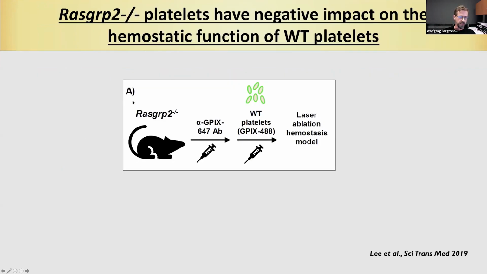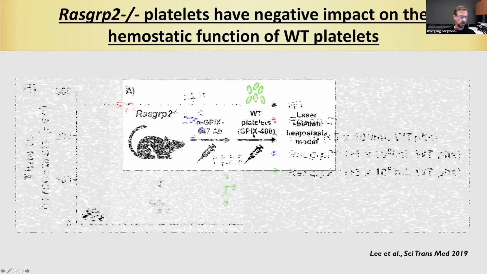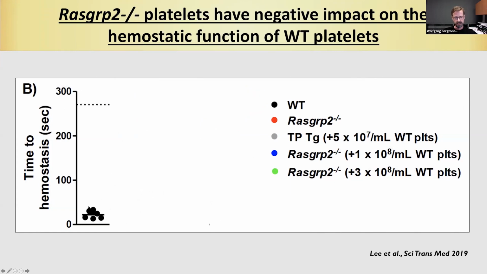So what we did is we used our RAS-GRP knockout mice, and we treated them with wild-type platelets just to see how many platelets we need in order to prevent bleeding. And we used our laser injury model to get to the bleeding time, but also visualize what's going on. And so what you see here is the bleeding time in wild-type mice in black. So this is just 15 seconds, as I said.